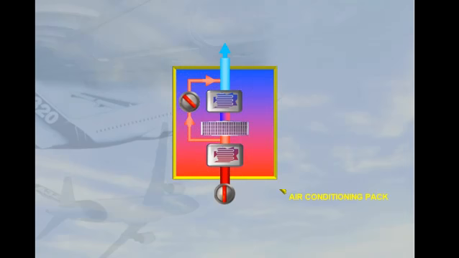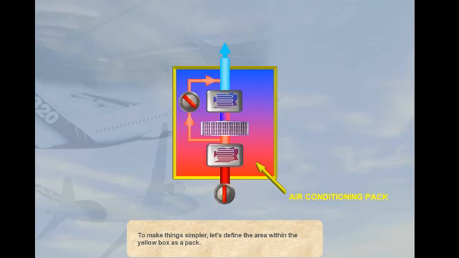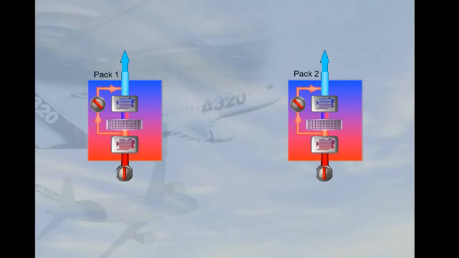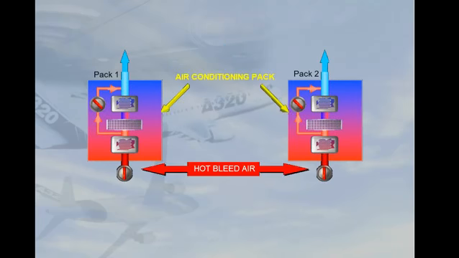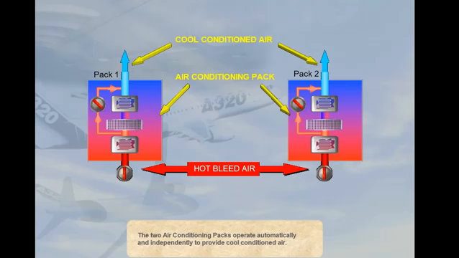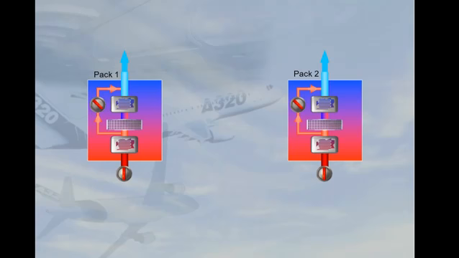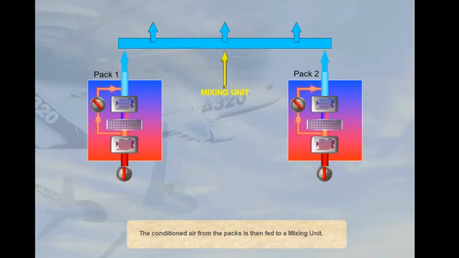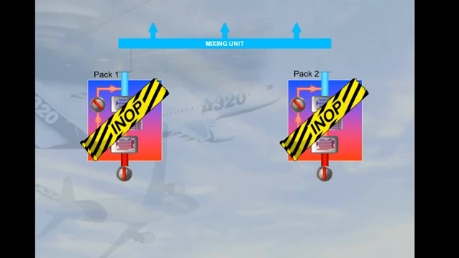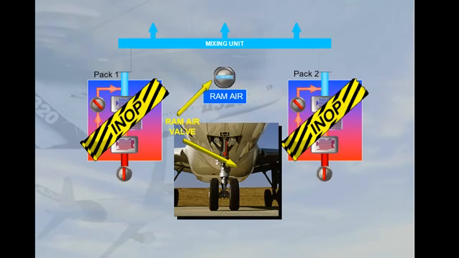To make things simpler, let's define the area within the yellow box as a pack. The two air conditioning packs operate automatically and independently to provide cool, conditioned air. The conditioned air from the packs is then fed to a mixing unit. In case of failure of both packs, ram air is provided via a ram air valve. We will look at the use of ram air in the abnormal operation module.